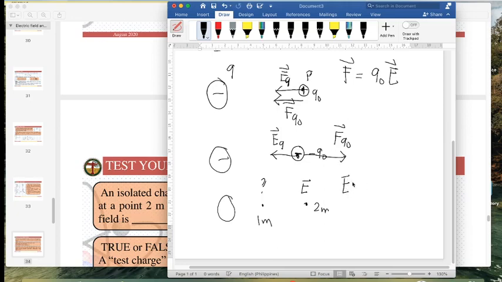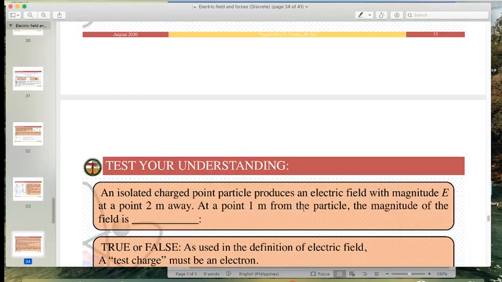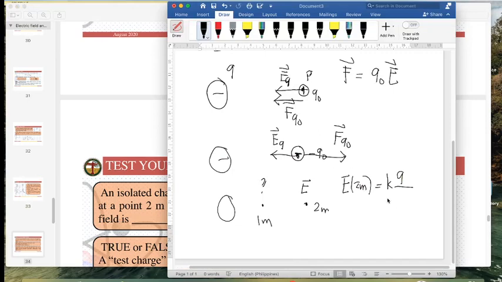So we have E at 2 meters, which is equal to K Q over R squared. So for 2 meters, the magnitude of the field is, let's answer this one. We have 2 meters, so we have R squared here, the electric field at 2 meters. But how about the electric field at 1 meter? This is also K Q over R squared. So what we will do is get the ratio, so we can see the relationship between them.